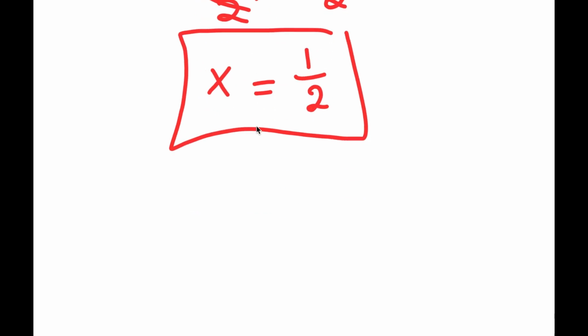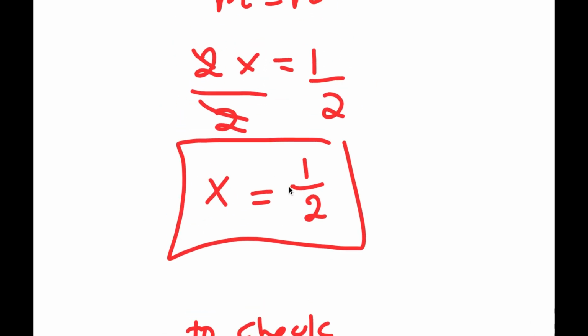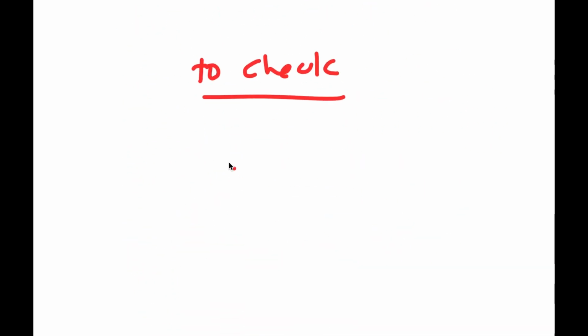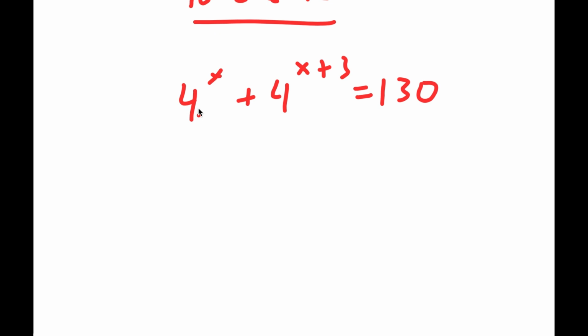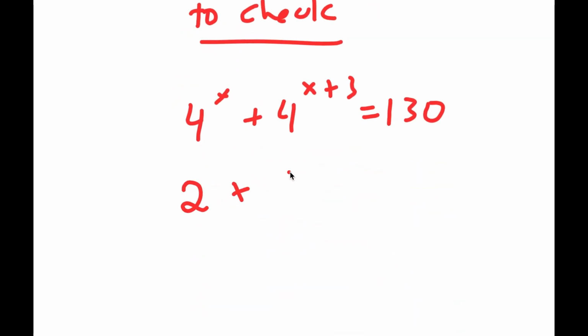So now, to check, my original equation was 4^x + 4^(x+3) is equal to 130. So 4^x, well, 4^(1/2) is 2. So I have 4^(1/2) + 4^(1/2 + 3) is equal to 130.